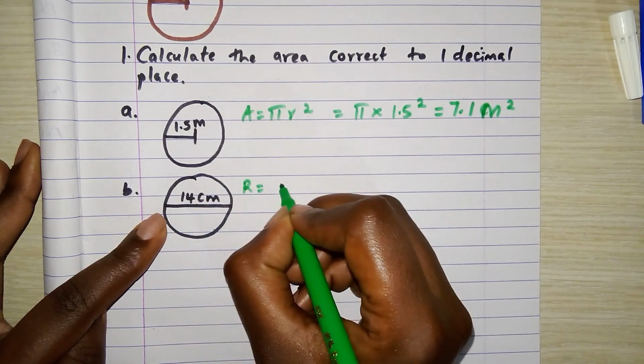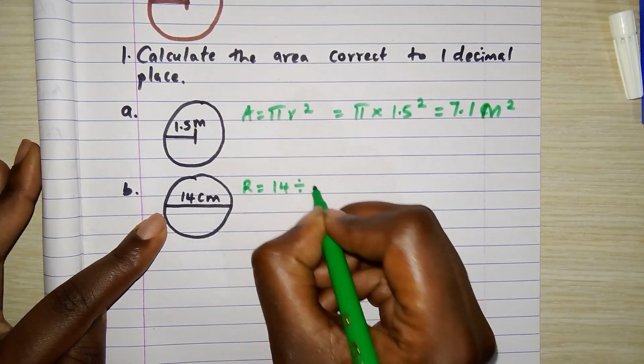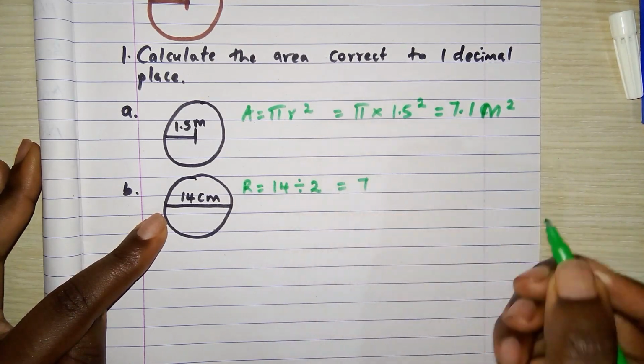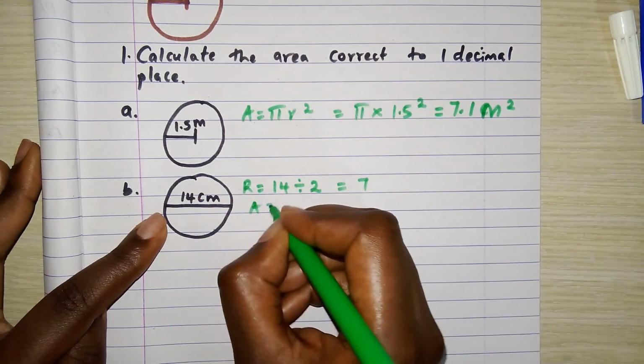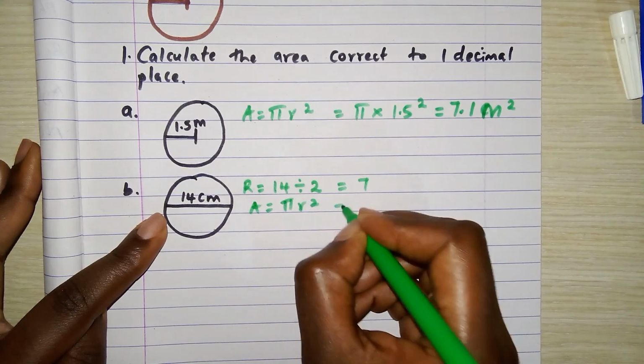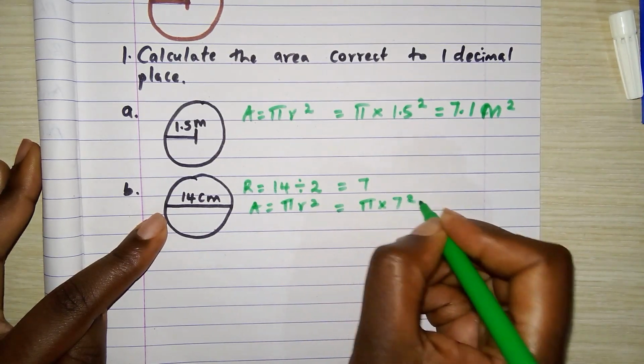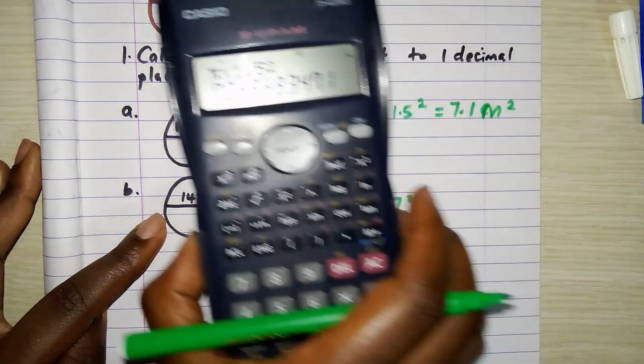Okay, the second one we have, now this one is the diameter. So to find the radius, we'll take the diameter and divide it by 2. So the radius will be 7. So area would be pi r squared. So pi times 7 squared.